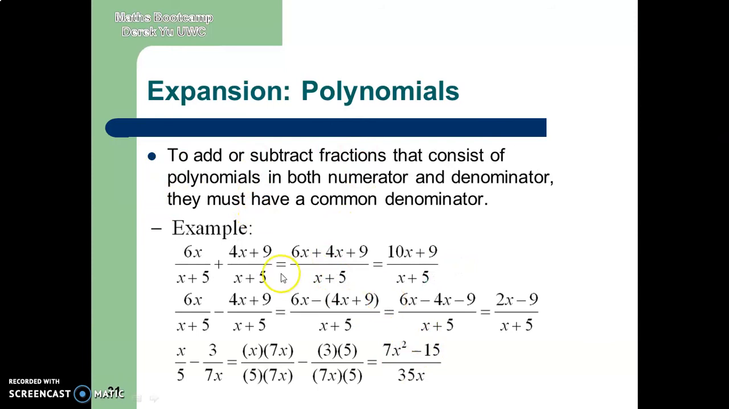One more slide on the expansion of polynomials.